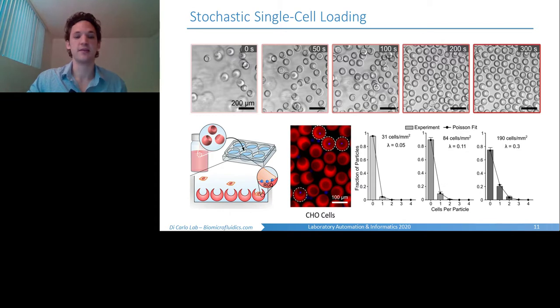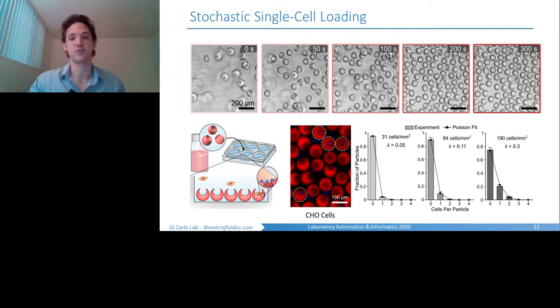And if we seed the cells in and adjust the concentration, what we see is we can load cells into the particle cavities that they will attach. And if you tune the concentration of the cells, you can actually ensure that statistically you will have either one or fewer cells per particle. So in this case, we want to ensure that there's a single cell per particle.